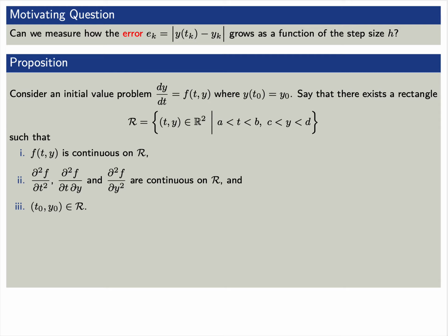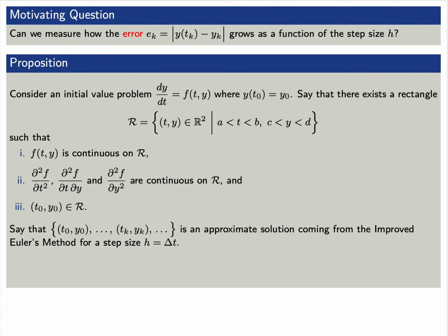Let's say that there's a rectangle R where three things are true. First, f is continuous on R. Second, the partial derivatives d squared f dt squared, d squared f dt dy, and d squared f dy squared are all continuous on this region. And third, the initial point t0, y0 is in the rectangle. Also, say that we have a collection of points tk, yk, which gives an approximate solution coming from the improved Euler's method for step size h.